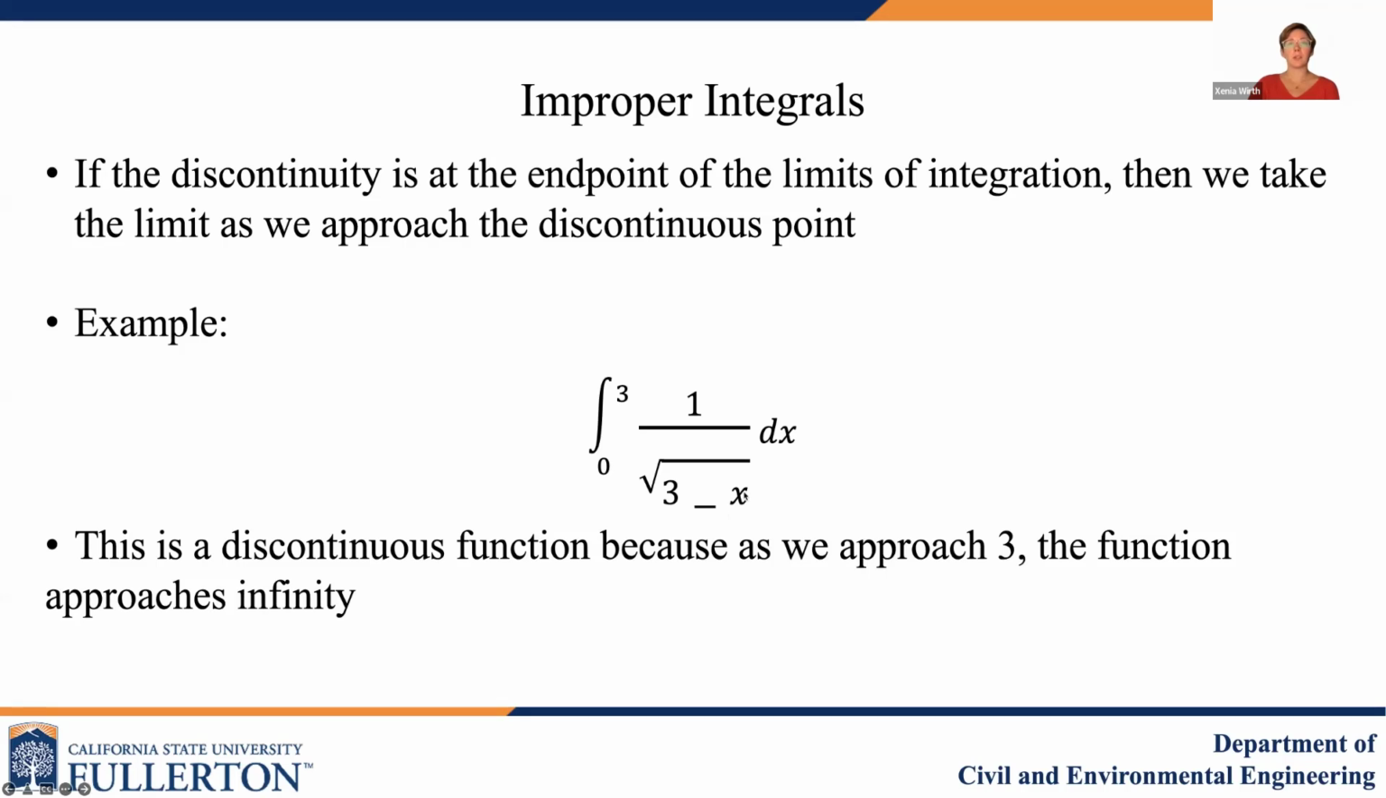So this becomes a little more friendly if the discontinuity is already the endpoint of the limits of integration, because we know that the function will be discontinuous at that point. It's already in the limits, and we can solve it using the limit equation. In this particular example, we have the integral from 0 to 3 of 1 over the square root of 3 minus x dx. Well, if I substitute 3 in here, this becomes 1 over 0, which is impossible to analyze. So this is a discontinuous function because we cannot analyze it as x approaches 3.